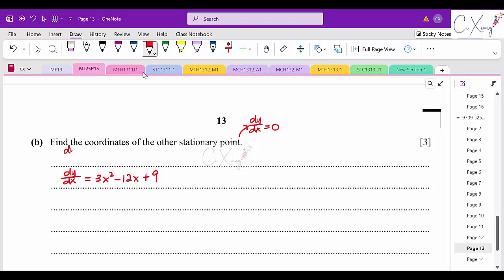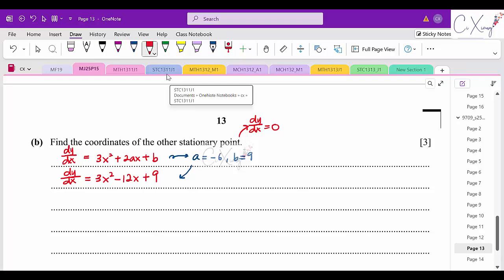Okay, because previously, what we got here is dy/dx equals to, let me have a look here. So originally, we have this 3x squared plus 2ax, then plus b, right? And because we already got a equals to negative 6 and also b equals to 9, substitute it into the equation here, and this is what you get. Okay, then how to find the other stationary point? So the concept is still the same, where dy/dx equals to 0. Please let dy/dx equal to 0.